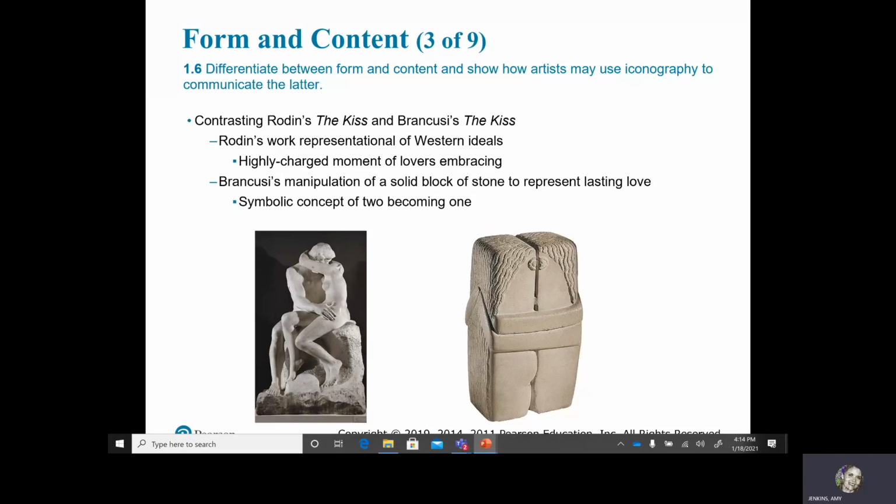Here we have a contrast between Rodin's The Kiss and Brancusi's The Kiss. Rodin is on the left. Rodin's work is representational of Western ideals. It's a highly charged moment of lovers embracing. Brancusi's manipulation on the right of a solid block of stone represents lasting love, the symbolic concept of two becoming one.